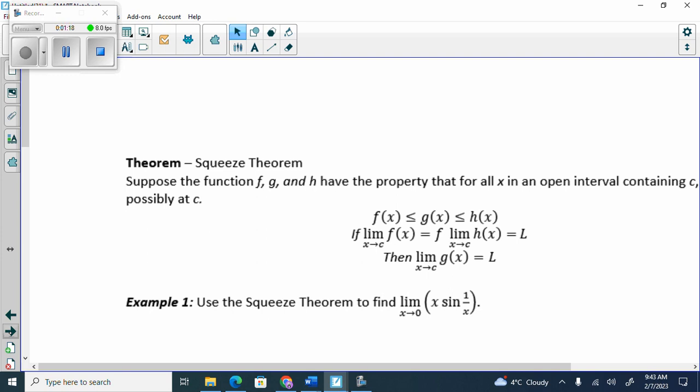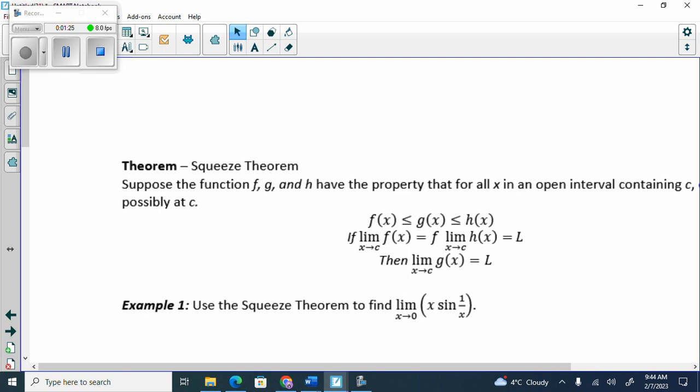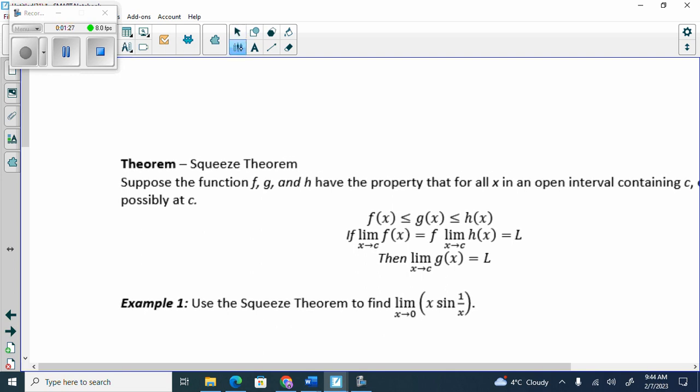So, we can use the squeeze theorem this way. Now, you could use a table of values, obviously, but this is just another method to go about it. So this little f in your notes, if you still have it, needs to be gone. It shouldn't be there.